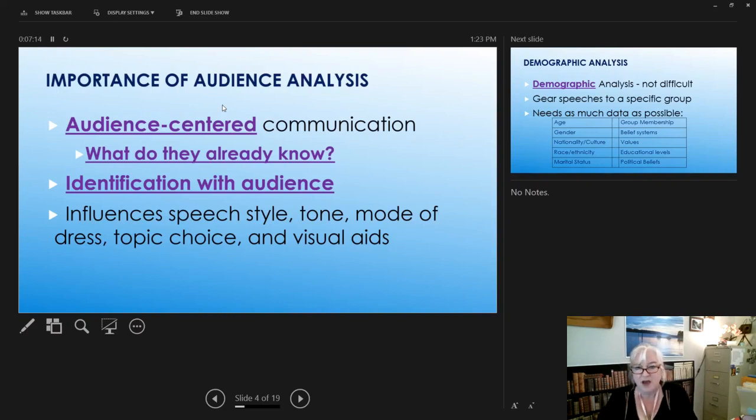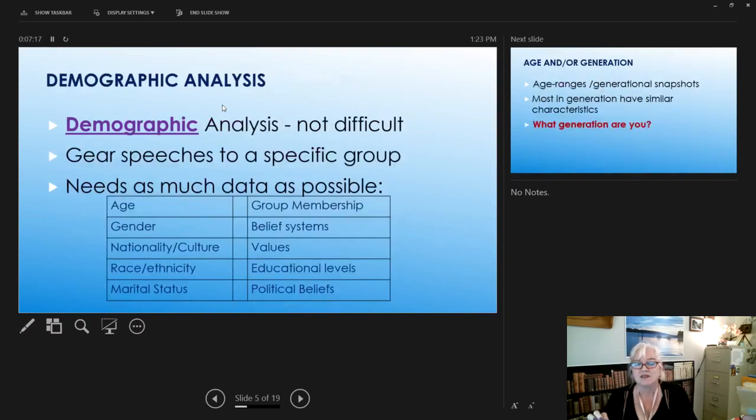So let's first talk about a demographic audience analysis. The demographic analysis is not difficult. It's one of the easiest things you can do. Look at the details here. When you get a good demographic analysis, you can gear your speeches towards a particular group, but you still need as much information as possible. As simple as, you've got age. There we go. Age, gender. Okay, that can play a role. Nationality or culture can play a role. Race, ethnicity, marital status. These are just basic things.